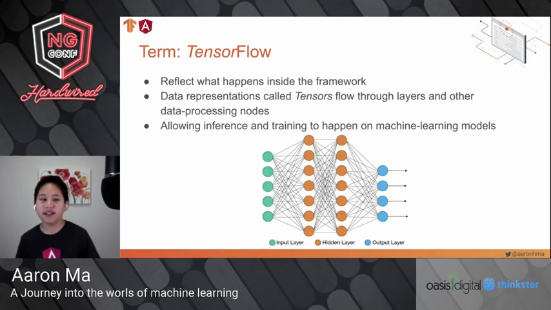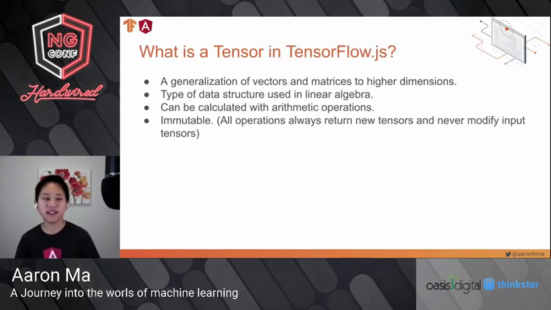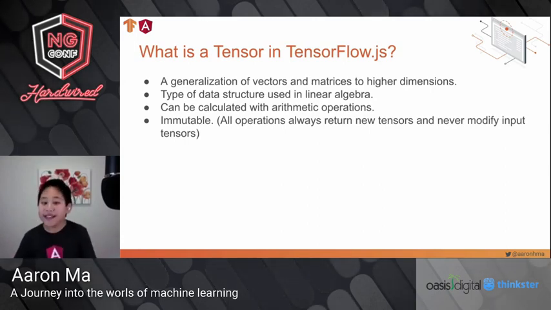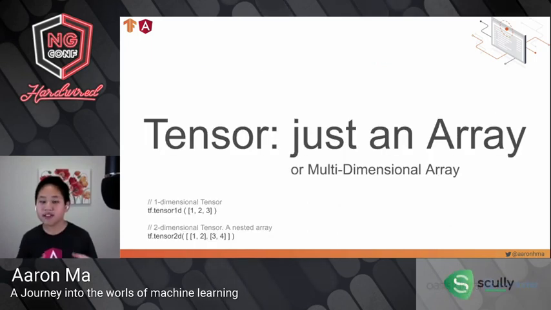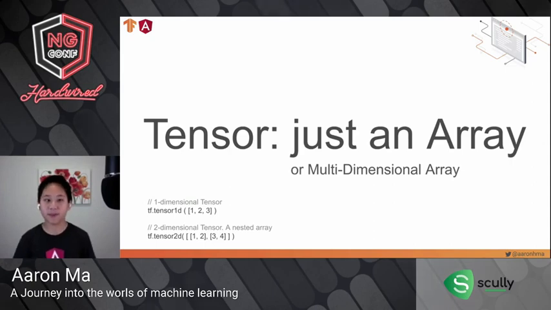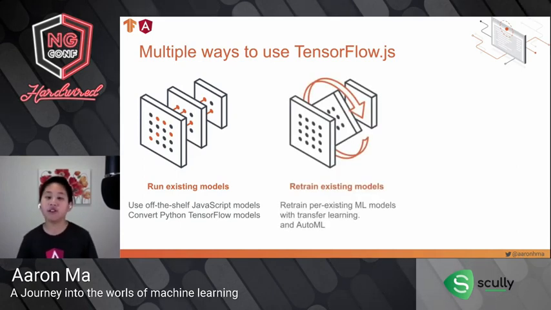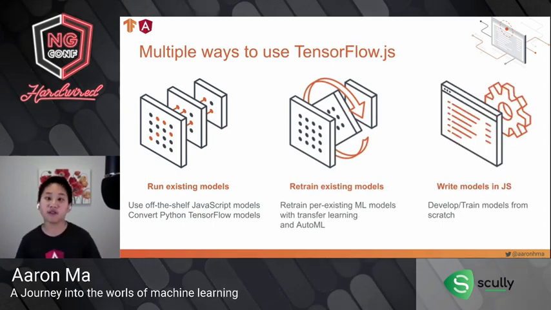So the term TensorFlow is reflecting what's happening inside the library, where tensors are flowing through neural networks and other data processing nodes. So a tensor, you can think of it as a type of data structure that is commonly used in linear algebra. It's immutable, but can be calculated with arithmetic operations. So you can think of tensors as just like a JavaScript array, or more like a multi-dimensional JavaScript array. So there are multiple ways to use TensorFlow.js. The first way is to use a pre-trained model directly for inferencing, or use a pre-trained model with the customization of your own data. Or finally, develop and train models from scratch using intuitive and flexible APIs.